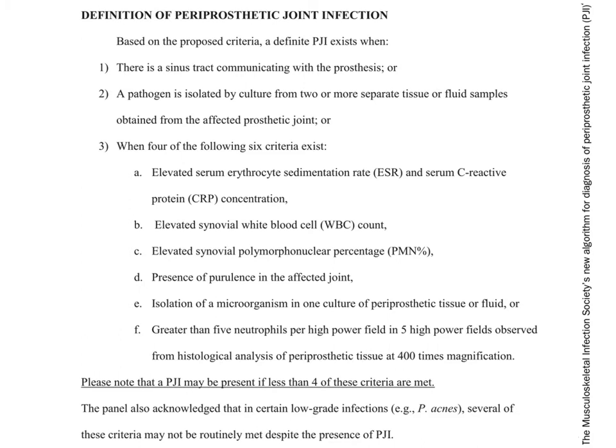obtained from the affected joint, or if the above two criteria are not met, then four of the following six criteria: elevated serum ESR level, CRP level, elevated synovial WBC, elevated PMNs, presence of purulence in the affected joint, isolation of microorganism in one culture of the joint fluid, or more than 5 high power field neutrophils under 400 times magnification. There is a caveat that certain low grade infections may not fulfill all of these criteria.